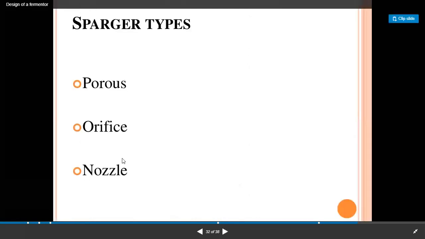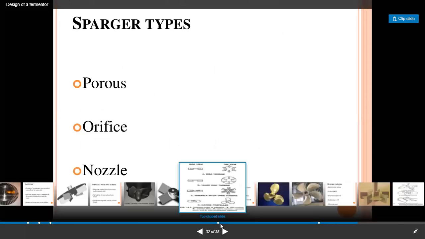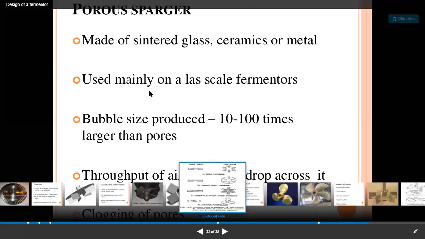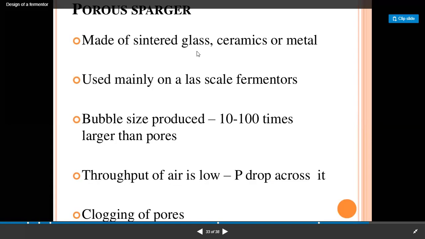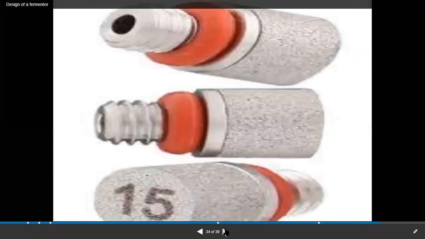Then there are different types of sparger types. Porous, orifice, nozzle. Nozzle is just like a pipe. Porous spargers are made of sintered glass, ceramic or metal, used mainly in large scale fermenters. Bubble size produced is 10 to 100 times larger than the pores. Though the flow of air is low, pressure drops across it, then closing of the pores, clogging of the pores. Okay, this is what we have discussed now.